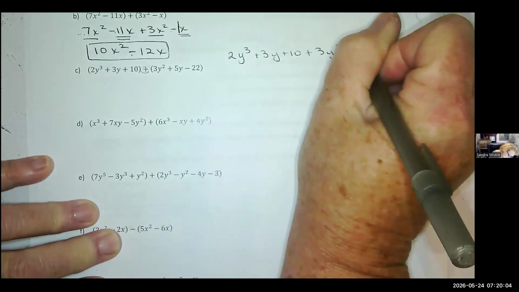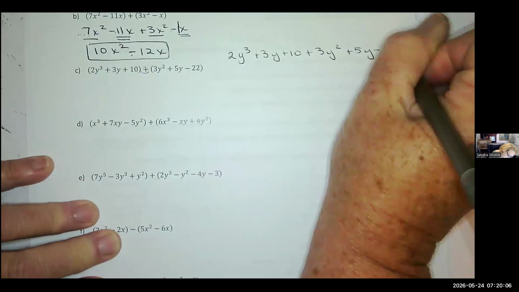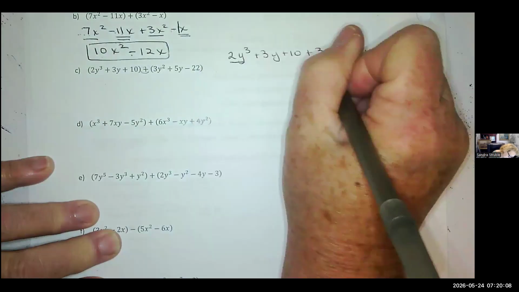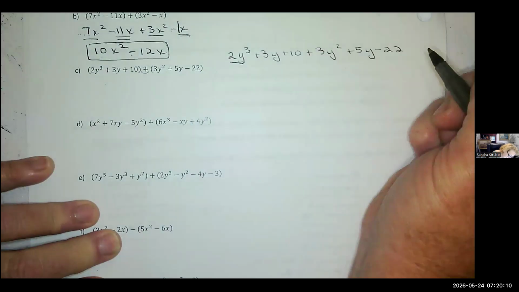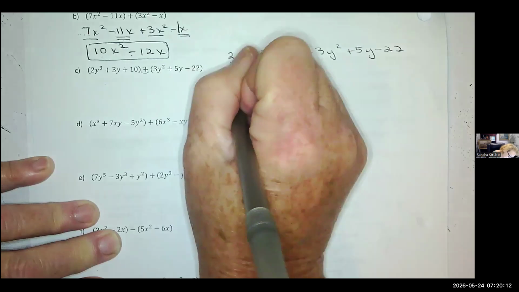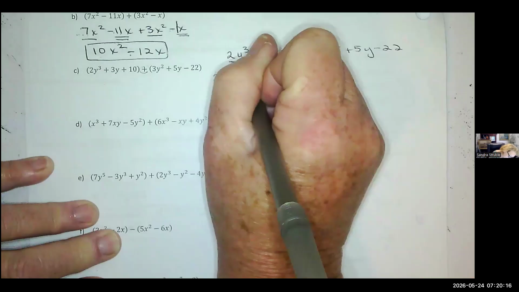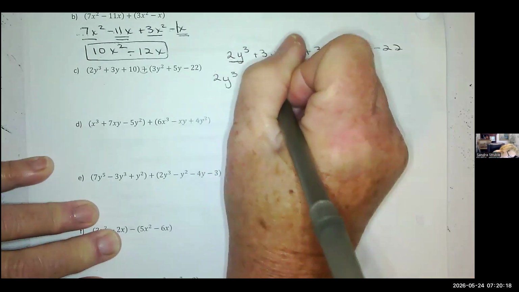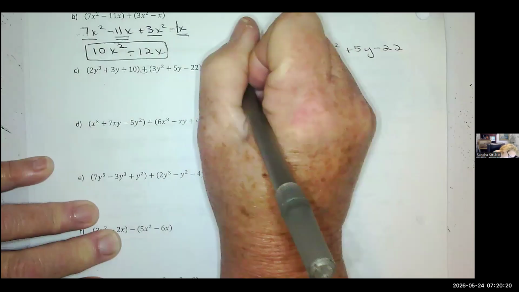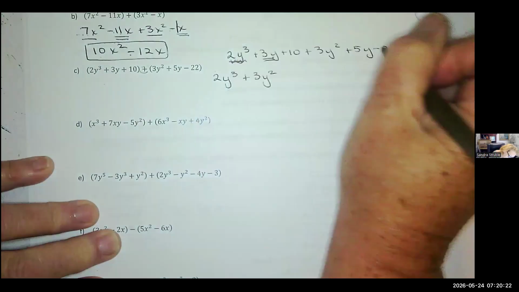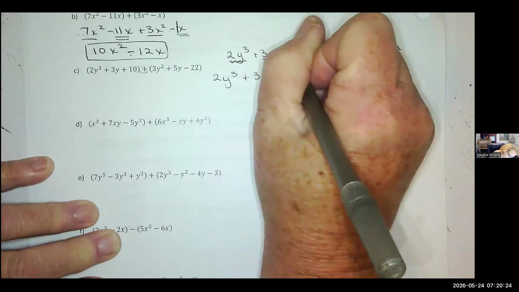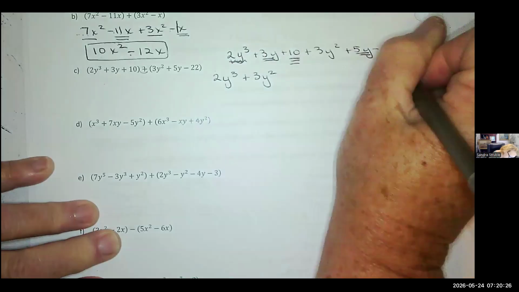All right, we've got a y cubed. Okay, so there's only one of those. There's only one y squared. All right, so I'm going to ignore this one. 3y and 5y, 10 and negative 22. So 3 plus 5 is 8.